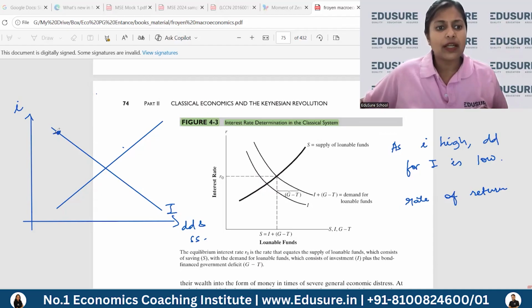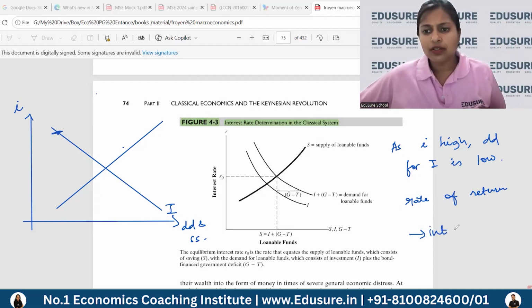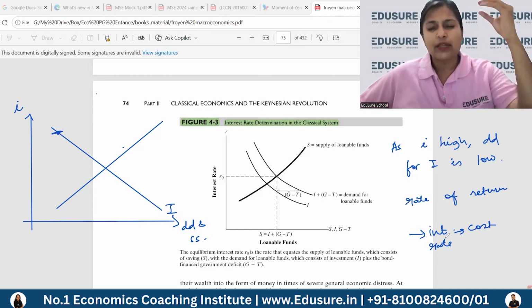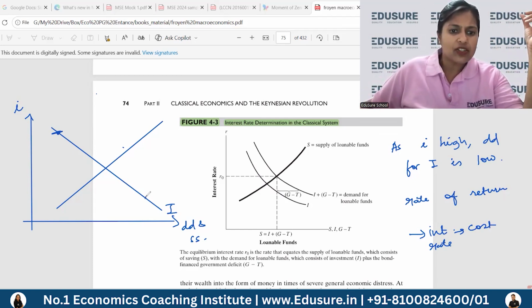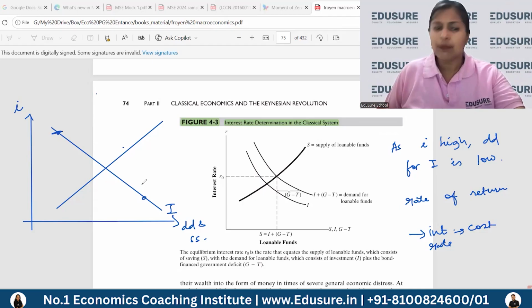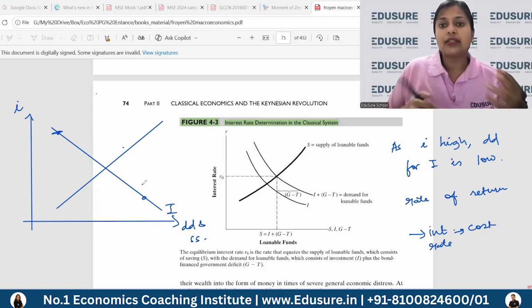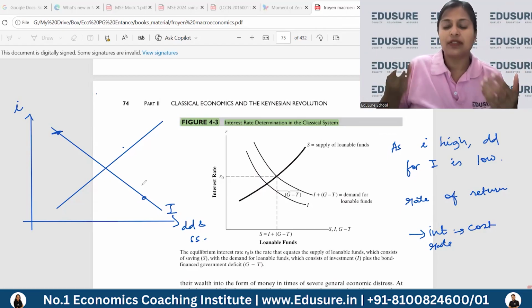So interest rate is the cost, right? If the cost of funds is high, then only a few investment projects can be taken up, which can give a very high rate of return. But when the interest rate is low, a lot of projects can be taken up, which can also give lower returns. So if the rate of interest is 2%, you can take up a project which gives you a return of 10%. But if the rate of interest is 10%, then you can only take up a project which has a rate of return of 20%.